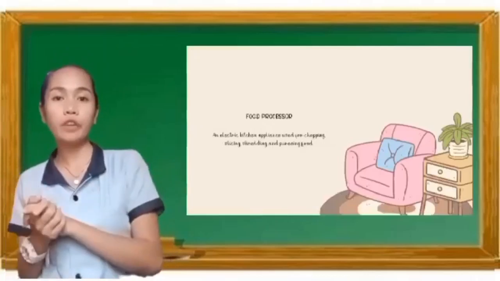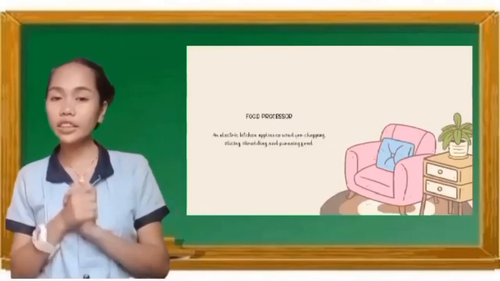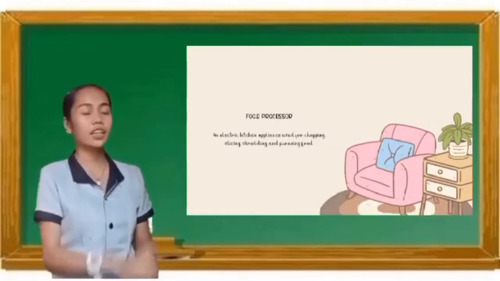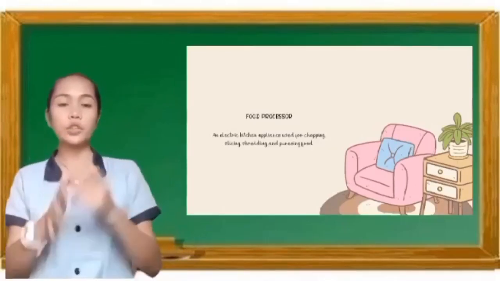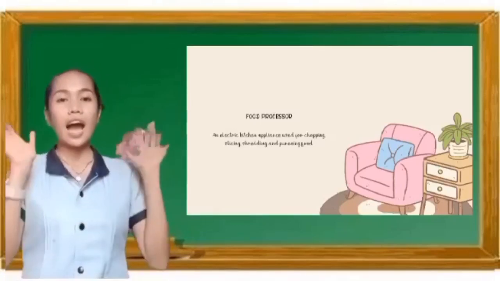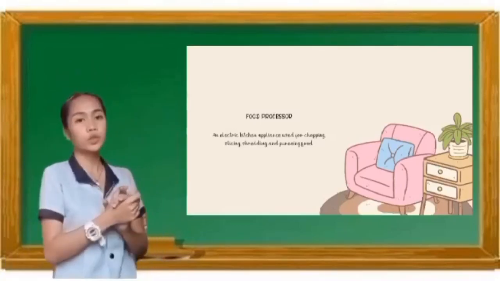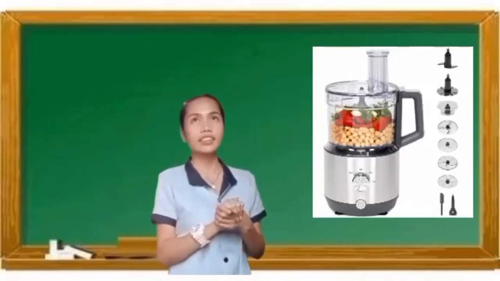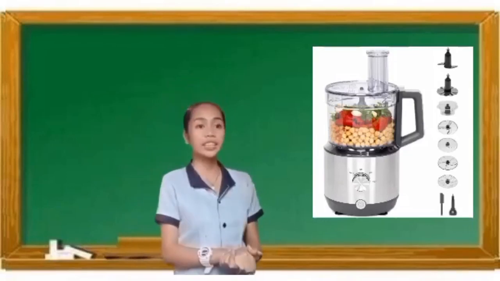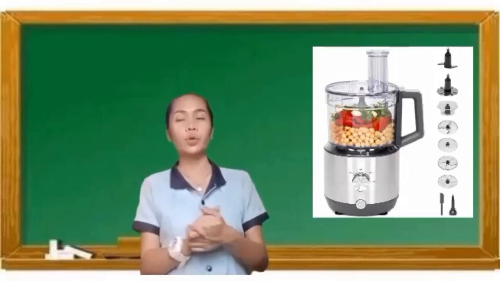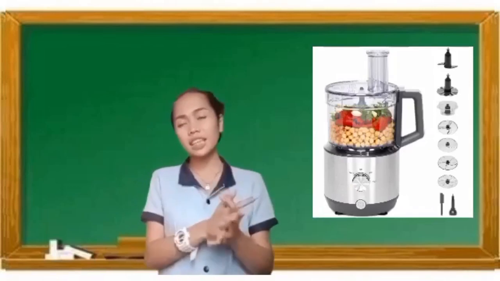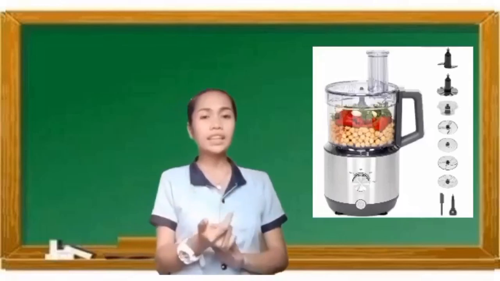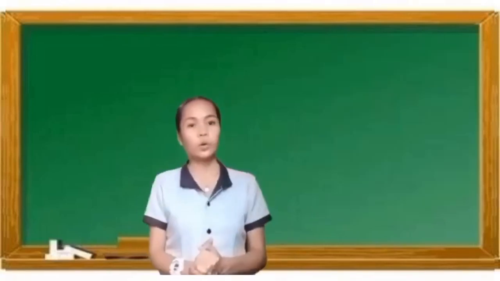Next, we have a food processor, an electric kitchen appliance used for chopping, slicing, shredding, and grinding food. It is used to chop and slice, for example foods and meat that we need to chop.